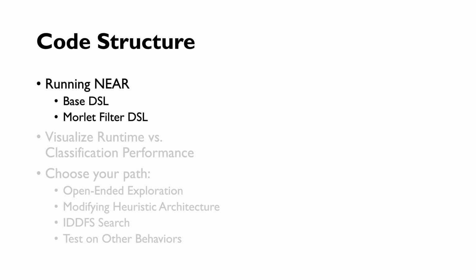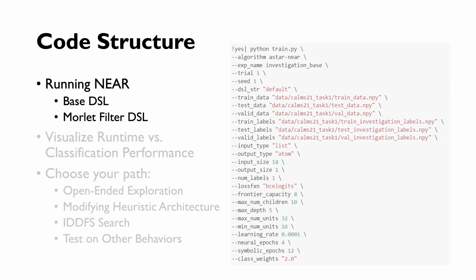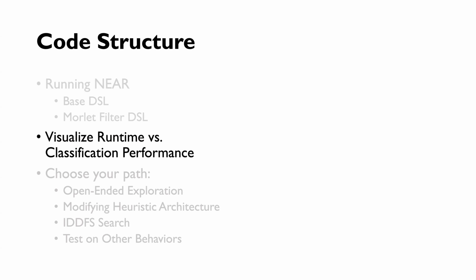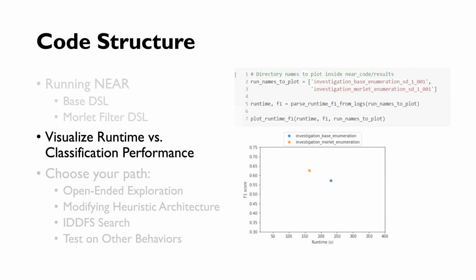For the code structure, we start off by running NEAR, which is an algorithm that Yisong and Swarat have talked about for the past few days, using both a base DSL as well as a more filtered DSL. Running NEAR looks really similar to the enumeration that you ran yesterday, except there are a lot more hyperparameters. So in the notebook itself, we describe what each of these hyperparameters do, and also raise your hand if you have questions. Another thing that we have similar to before is code for visualizing runtime and classification performance, so that you can add your NEAR runs and your enumeration runs all together and compare the runtime and F1 score of both algorithms.